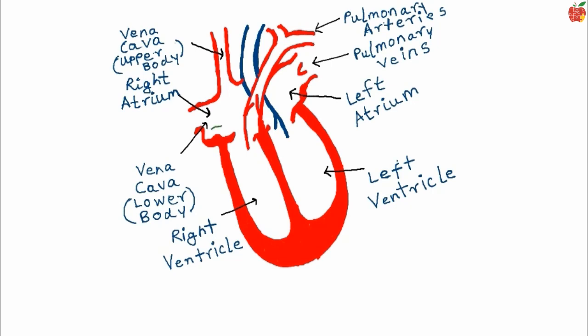The blood flows in from the vena cava, from the upper body and the lower body into the right atrium and then goes in the right ventricle. From the right ventricle, it goes into the pulmonary arteries. Then blood enters the heart again from the pulmonary veins into the left atrium. It flows into the left ventricle and then exits the heart through the aorta.